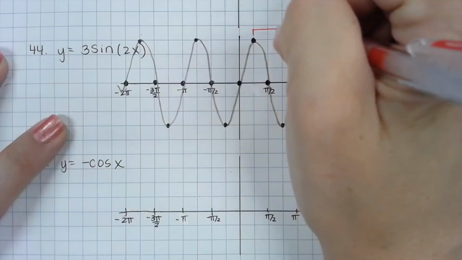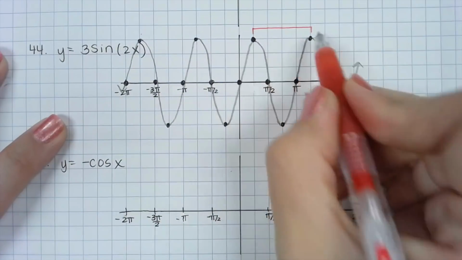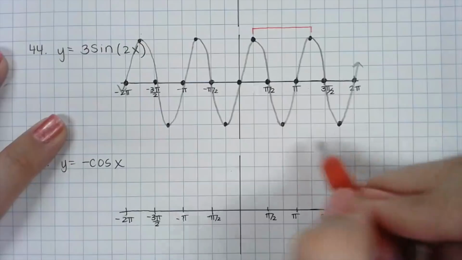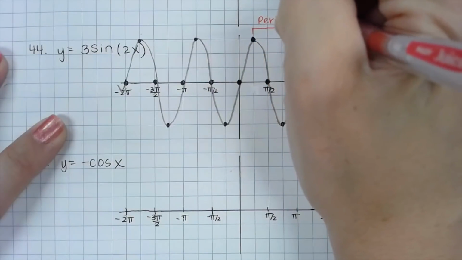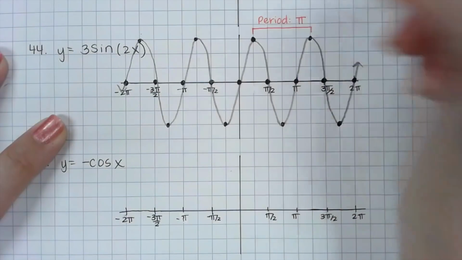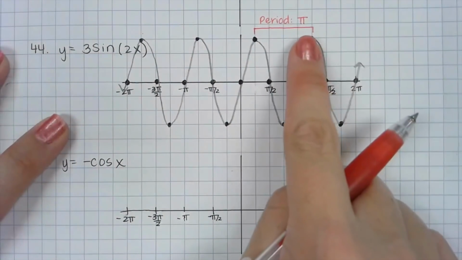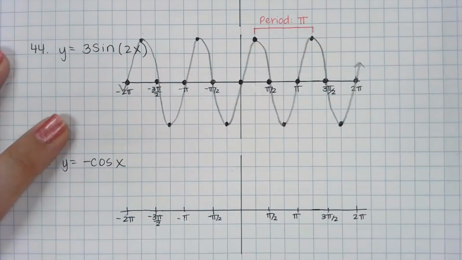The period on this graph, you could measure from here to here, or you could measure from here to here, or any two points that are in the same spot. The 2 that's on the inside next to the x compresses the period by half. So instead of the period being 2 pi, for this one the period's going to be pi.